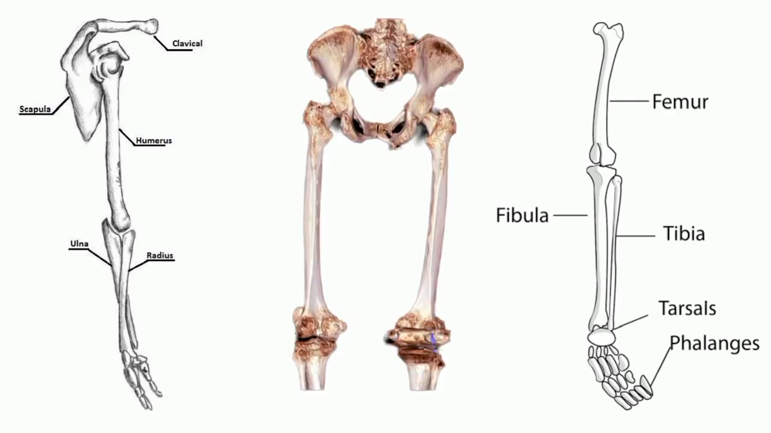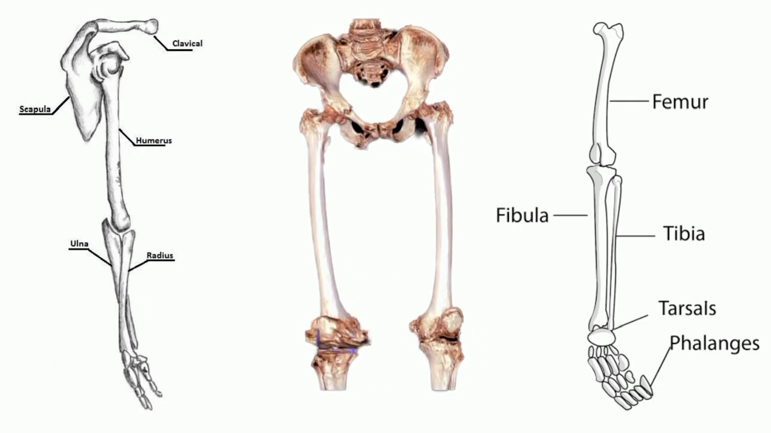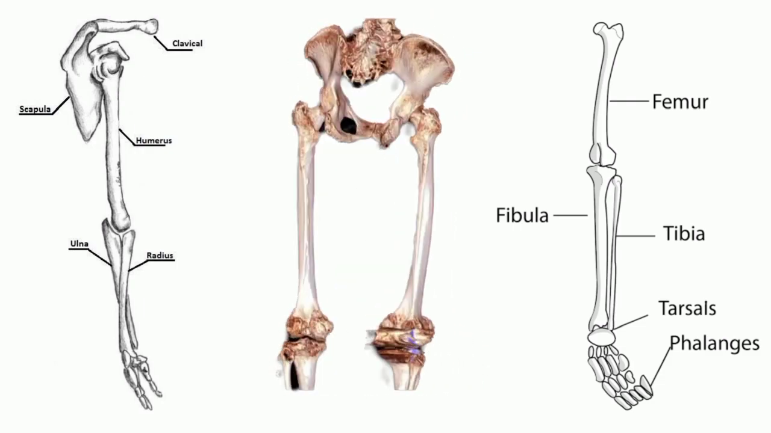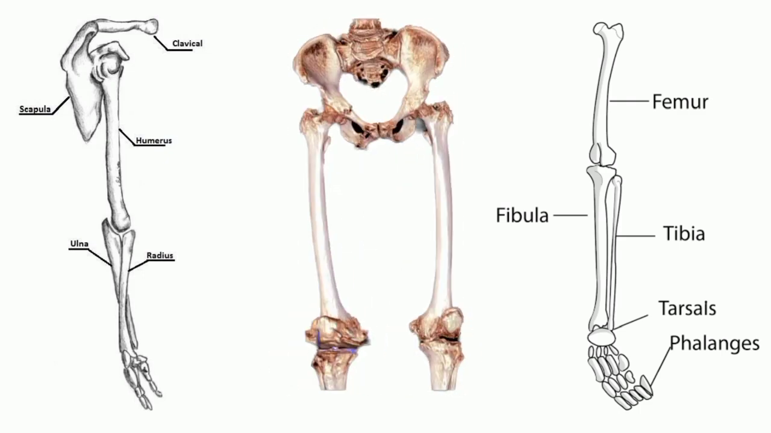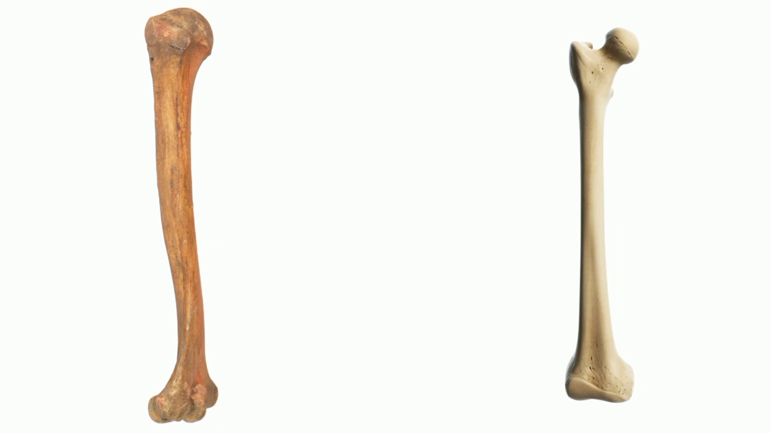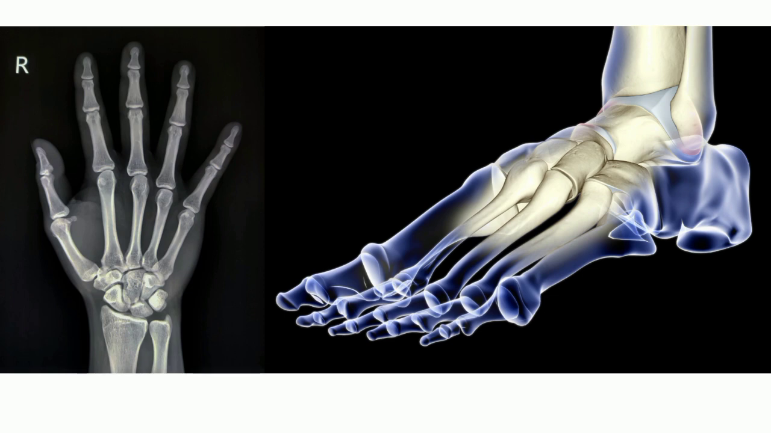And up here are the long bone of the hand and the bones of the legs, showing the femur bone, the humerus, radius and ulna, fibula and tibia, tarsus and metatarsus, and the phalanges. And here is the long bone of the hand called the humerus and the long bone of the leg called the femur bone. And here we have the bones of the fingers and the bones of the foot, showing the phalanges, the tarsus, the metatarsus, and the carpus and the metacarpus.